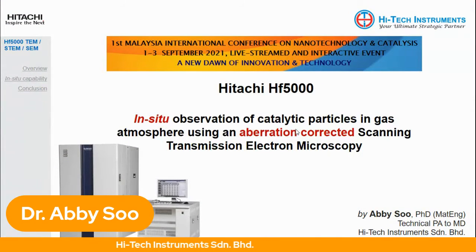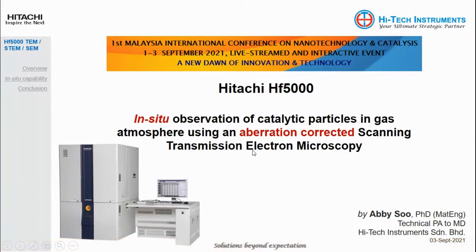The model is SF5000, with in situ observation of catalytic particles in gas atmosphere using an aberration-corrected scanning transmission electron microscope. So it means that with this STEM or the TEM itself, you can do in situ observation of your catalytic particles, and you can inject the gas to see the reaction of the catalyst.